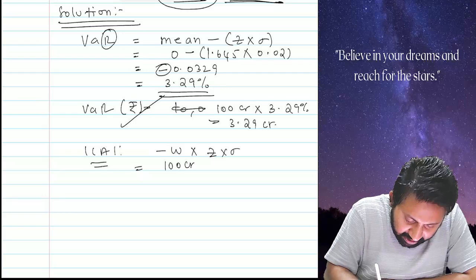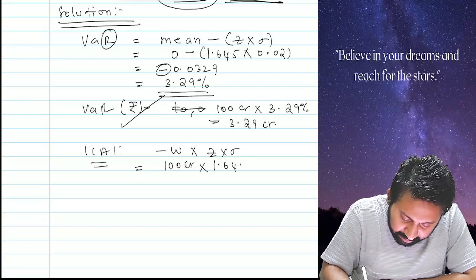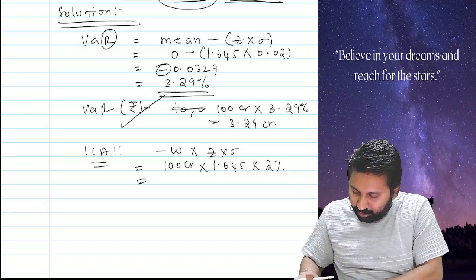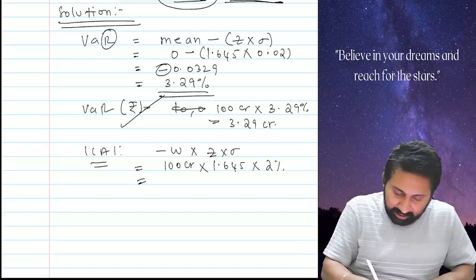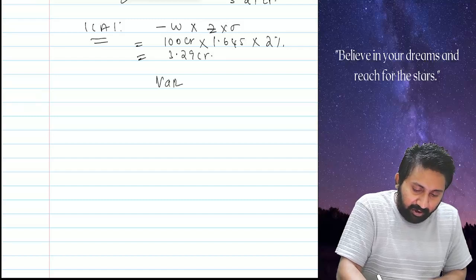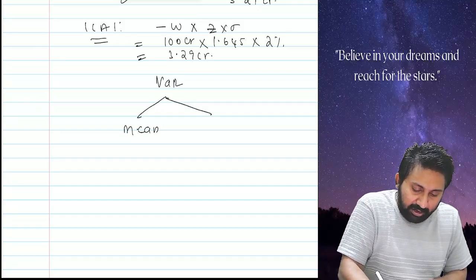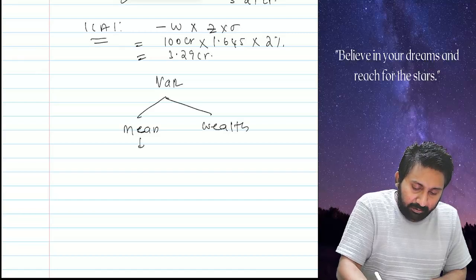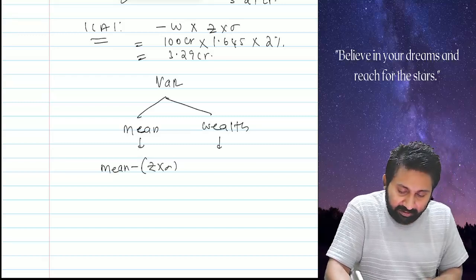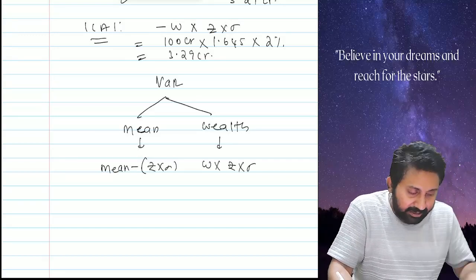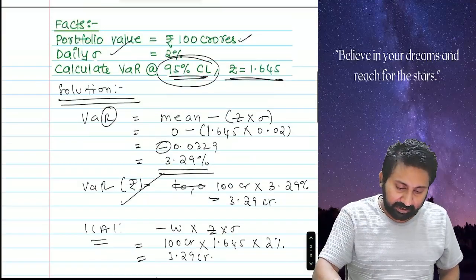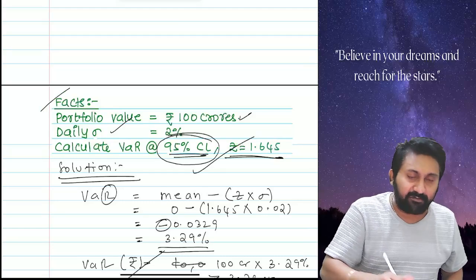Wealth. How much I invested? 100 crore. Z value is how much? 1.645. Standard deviation 2%. Take calculator. 100 crore into 1.645 into 2%. Again, this is also coming to 3.29 crores. So tell me, value at risk has two formulas. Mean formula: mean minus Z into standard deviation. Wealth formula: W into Z into standard deviation. So these are the formulas for calculating value at risk. One of the questions is over.